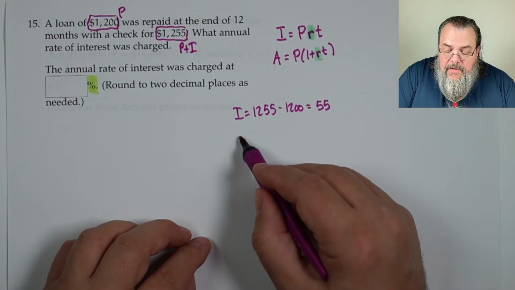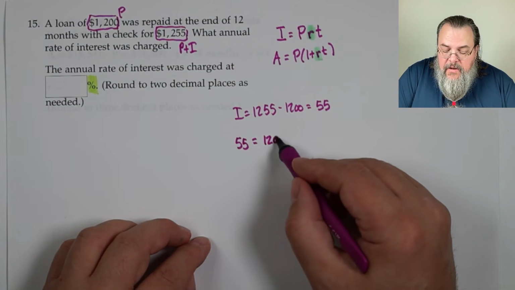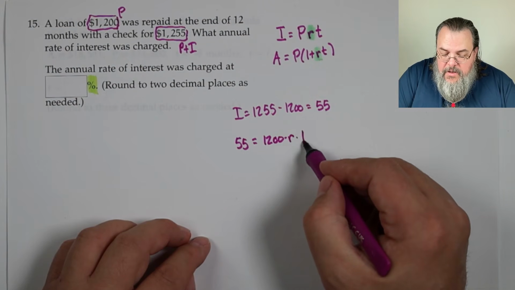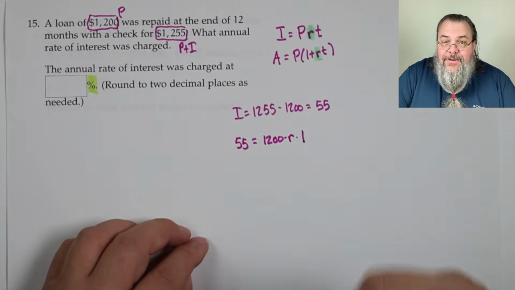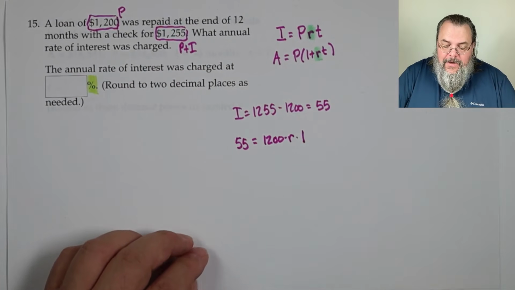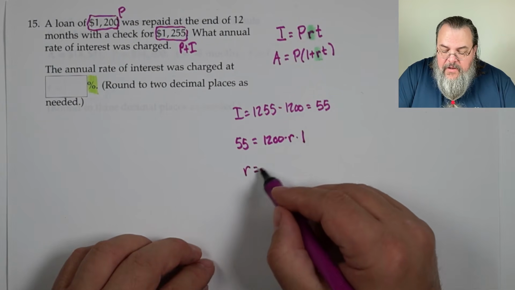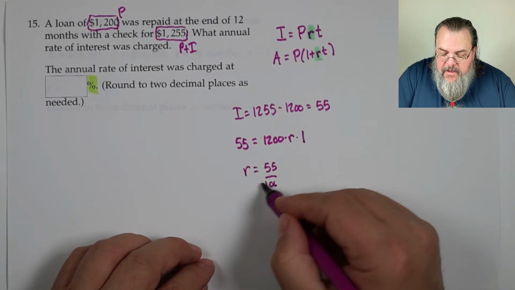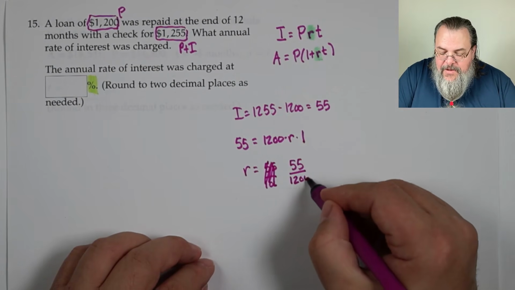So we get that 55 is equal to 1,200 times R times 1 year. I know it says 12 months. 12 months is 1 year. Okay, so what do we do? Well, that says R is 55 divided by 1200. 55 divided by 1200. Good.